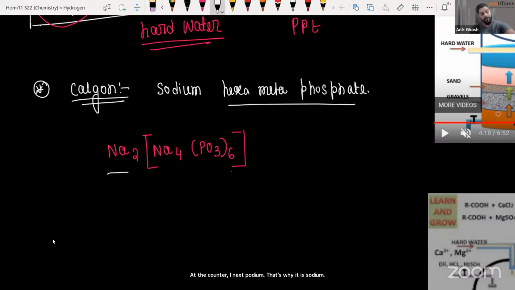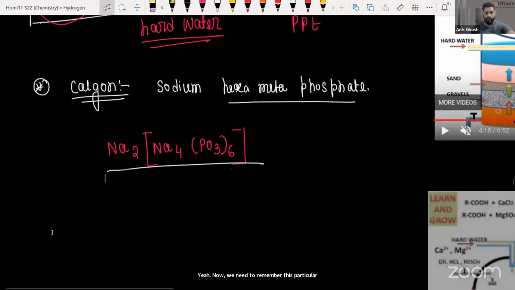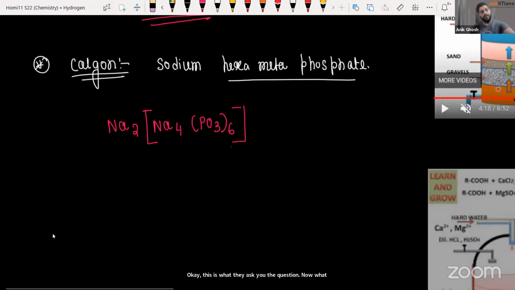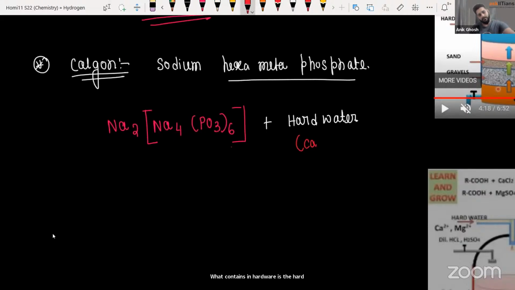Now we need to remember this particular structure for Calgon. This is what they ask you in the question. Now what would happen when you give sodium hexametaphosphate in hard water? What does hard water contain, guys? The hard water contains calcium and magnesium salts. Correct. So what would this sodium hexametaphosphate do? It would go for a substitution reaction with calcium and magnesium and form calcium hexametaphosphate.